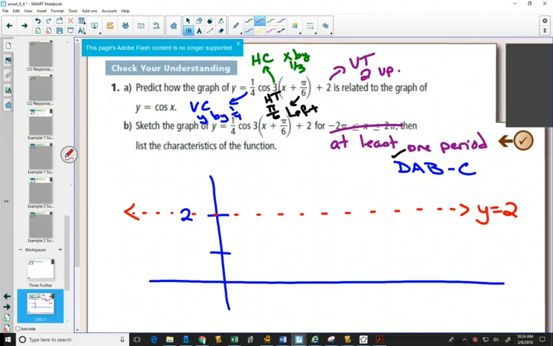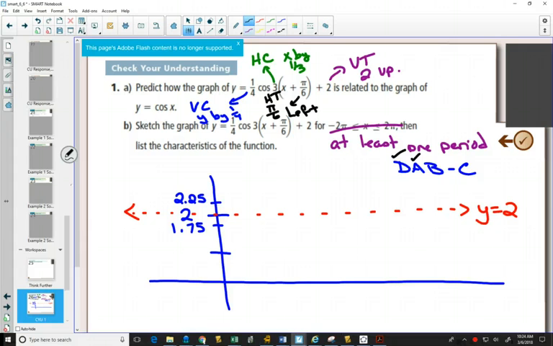I have completed the D part. Then we use A, our amplitude, to determine our maximum and our minimum. Our amplitude is really small in this case. It's a quarter. So we have to go up a quarter, which will get up to 2.25, and down a quarter, which will bring us down to 1.75, and that is our maximum and our minimum. So in this graph, it's a really narrow cos graph. We have now completed A.